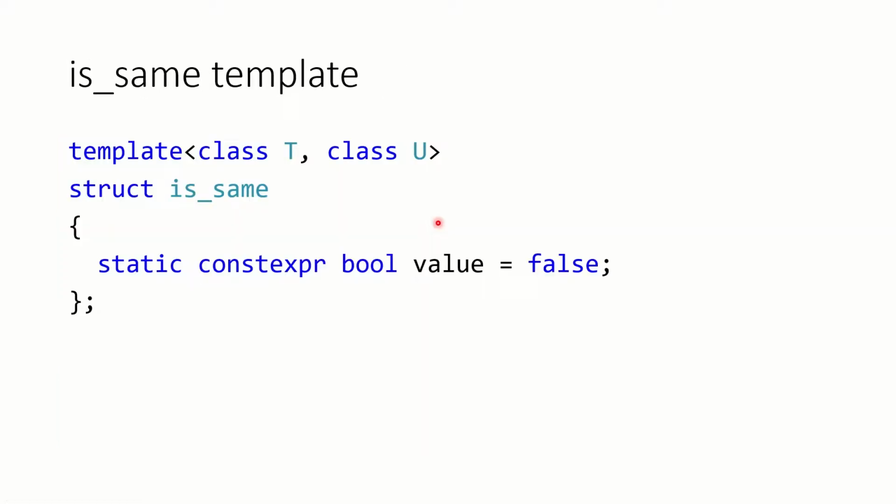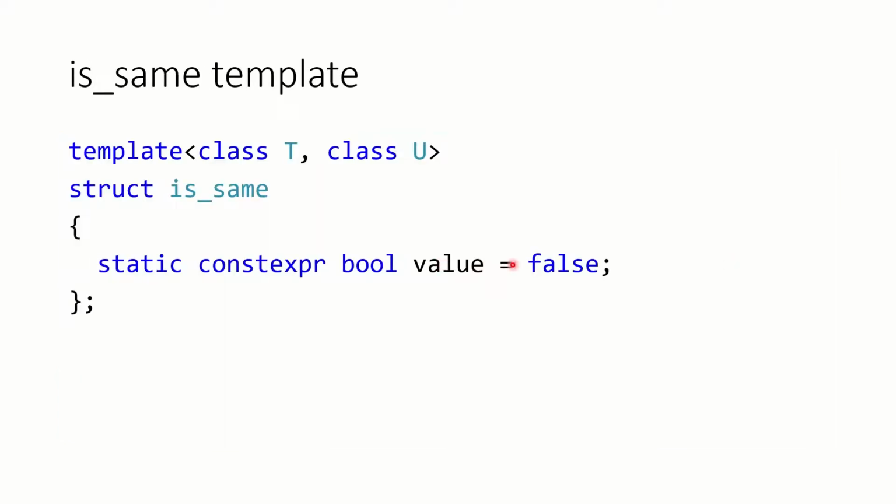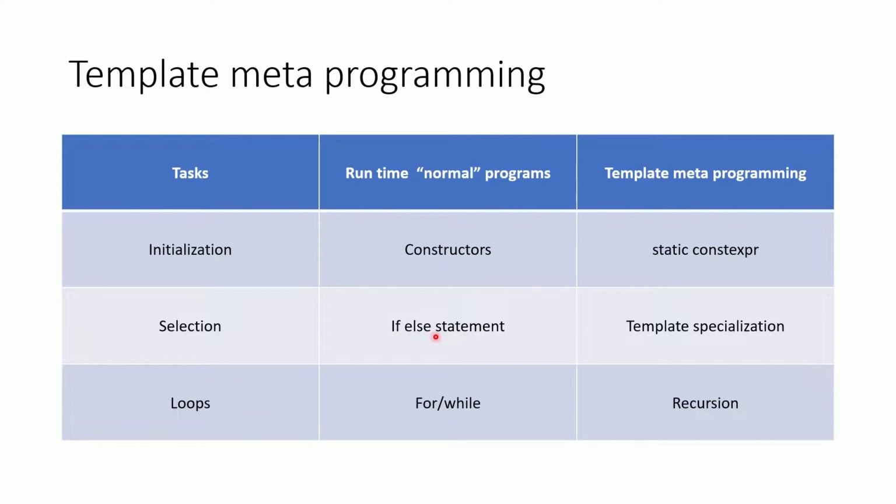Here is the general template, isSame. It takes two parameters, two types, T and U, and it will check if these two types are equal or not. Inside the struct, we have a value member. As we can see, we initialize it to false, and we use static constexpr. As we have seen here, initialization, static constexpr. By default, it will be false. And then we need to check if the two types are equal, we want to set this value to true. If equal, so we need to implement an if statement. So for that, we need template specialization.